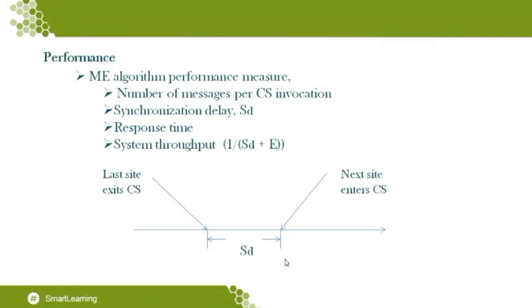The other performance measure based on which an algorithm is evaluated is the system throughput. It is the rate at which the system executes requests for the critical section. We must try to improve the throughput. That is, we should be able to cater to more requests. That also we should ensure.